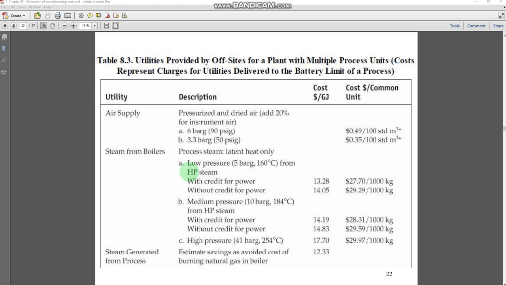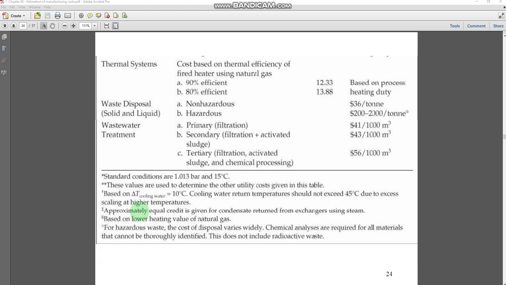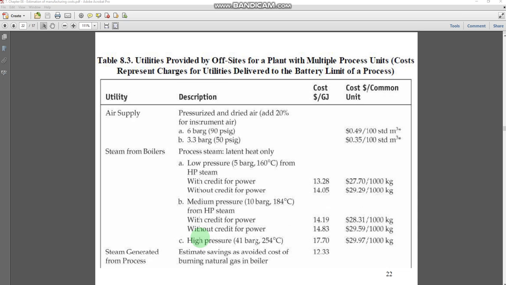So for example, this table 8.3 can give you the air supply in terms of cost per unit quantity, or similarly you can have the steam from boilers, different types of steam, and their cost in terms of energy and the flow rates. And okay, you can also have some cost on the cooling tower, water cost, and the electrical cost, fuel cost, refrigeration. Okay, so you can see most of the things that come under the category of utilities from this table 8.3.